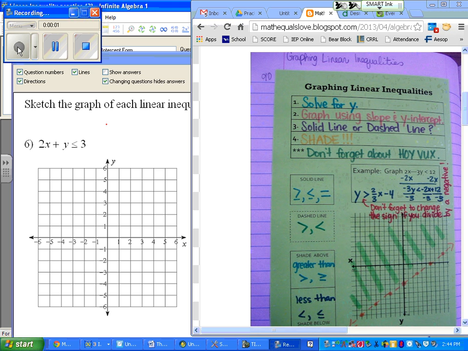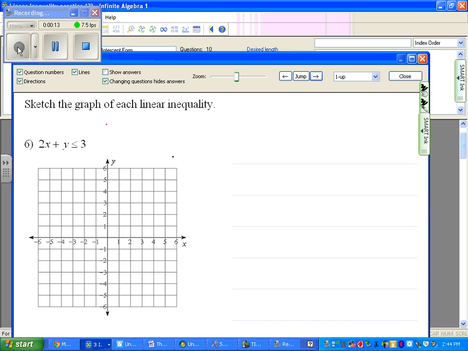All right, problem example number 4, graphing linear inequalities. I'm being asked to graph 2x plus y is less than or equal to 3. Step number 1, like all the other ones, solving for y. And this one, y is not by itself, so we're going to have to change it from standard form to slope-intercept form.